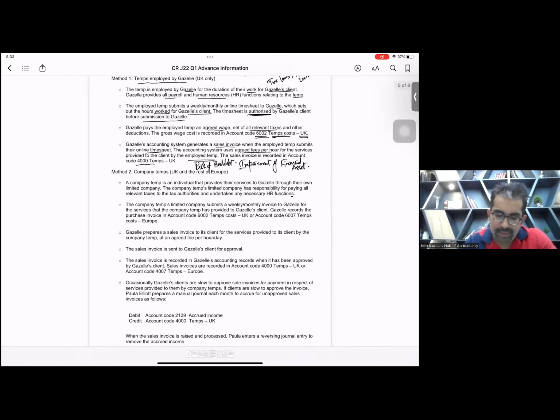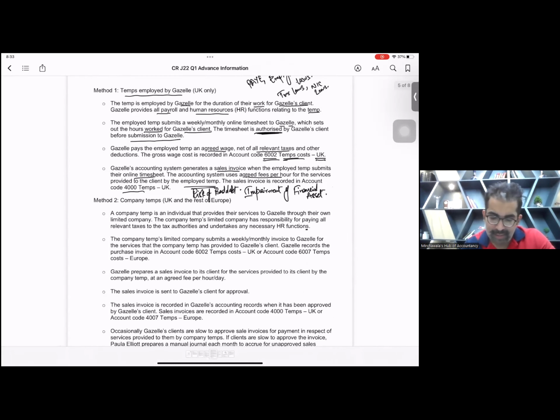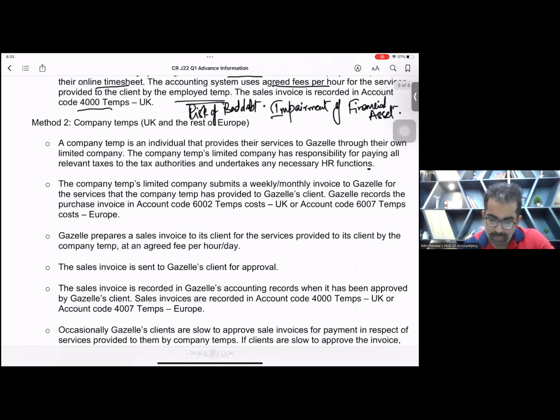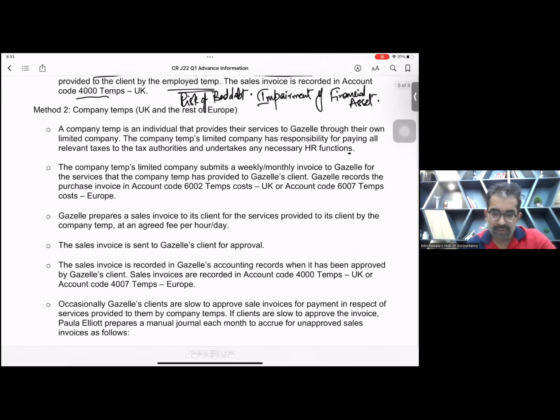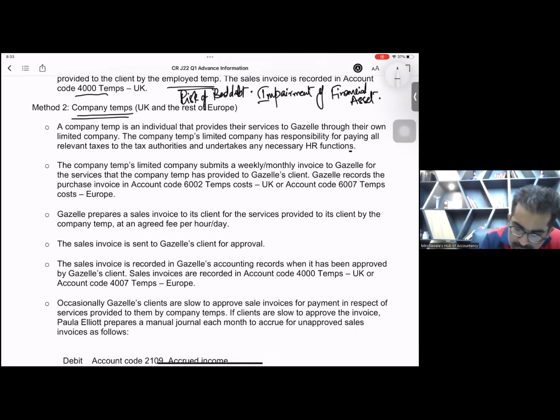Now, for temporary employees, there were two headings. Number one, temps employed by Gazelle, and number two, which is method two. Now we are moving to method two. Let me enlarge. It is written: company temps, UK and the rest of Europe.